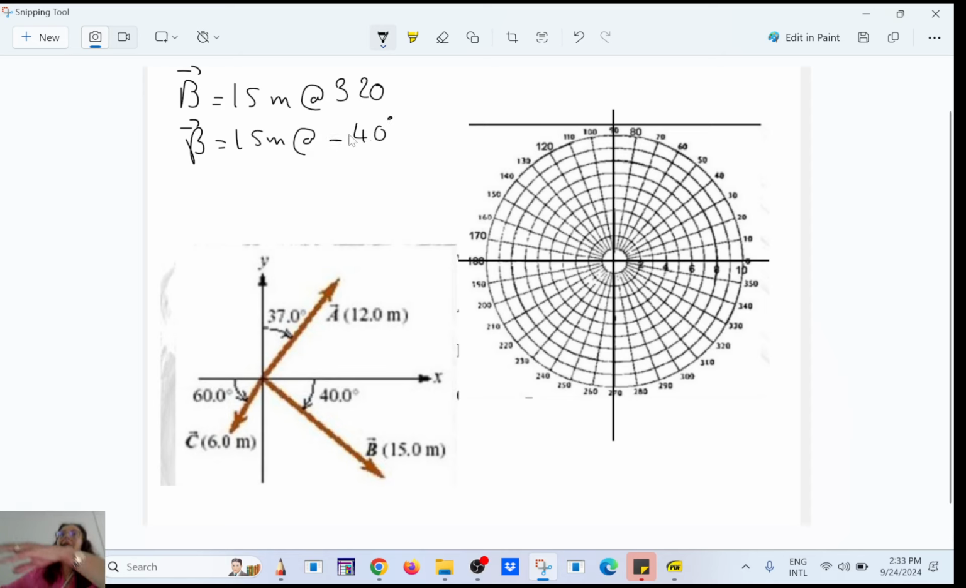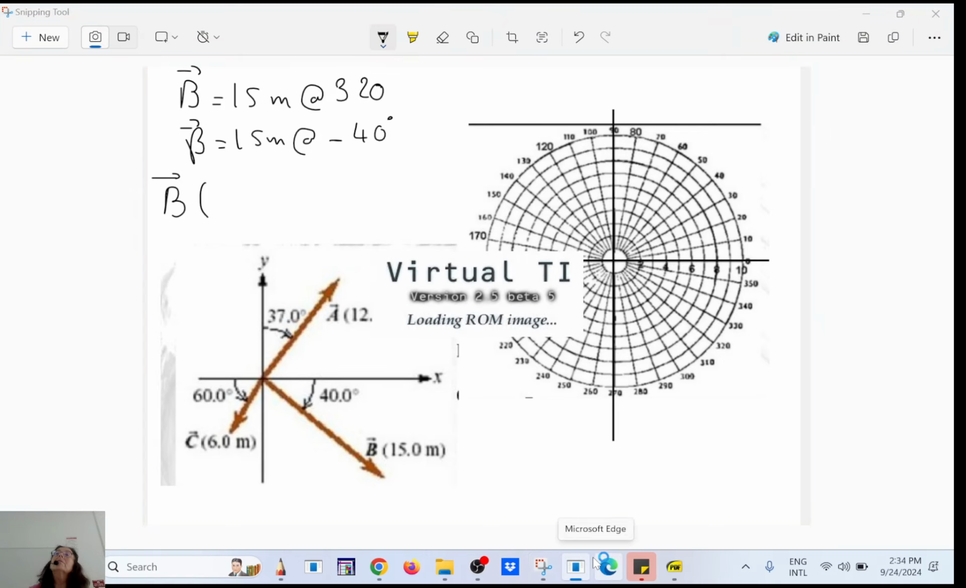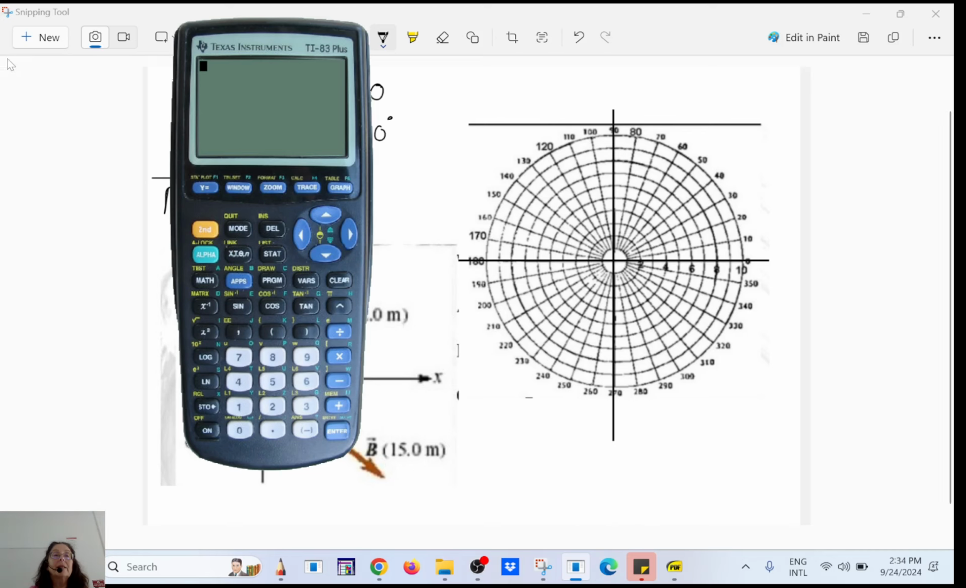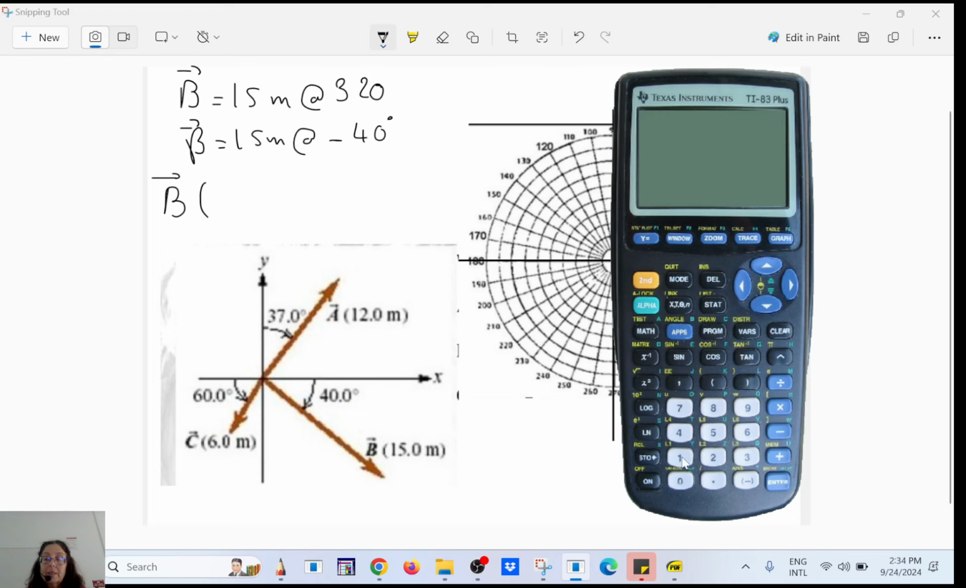That's also legit. As long as you start from the positive x-axis, you can go counterclockwise or you can go clockwise. If you go clockwise, it's going to be negative. So you can do both. Either way, the x component is just going to be 15 cosine 320 or 15 cosine -40. It will always work, only if you start from the positive x-axis. And make sure you are in degrees and not in radians.